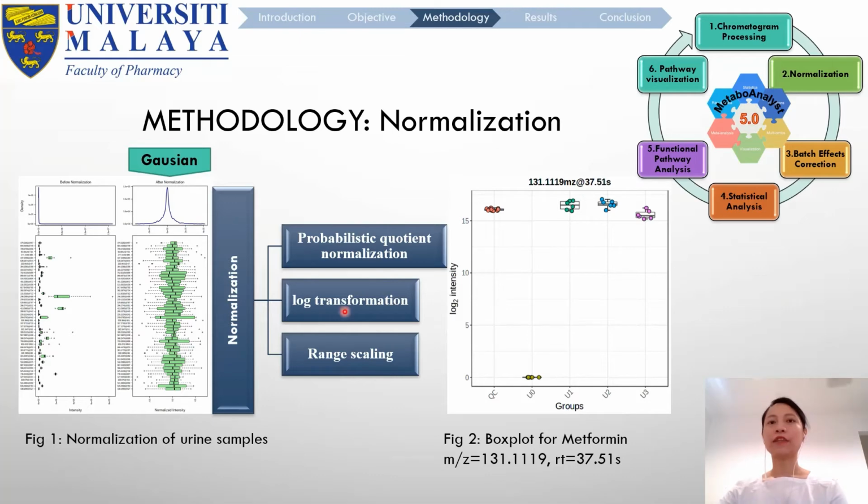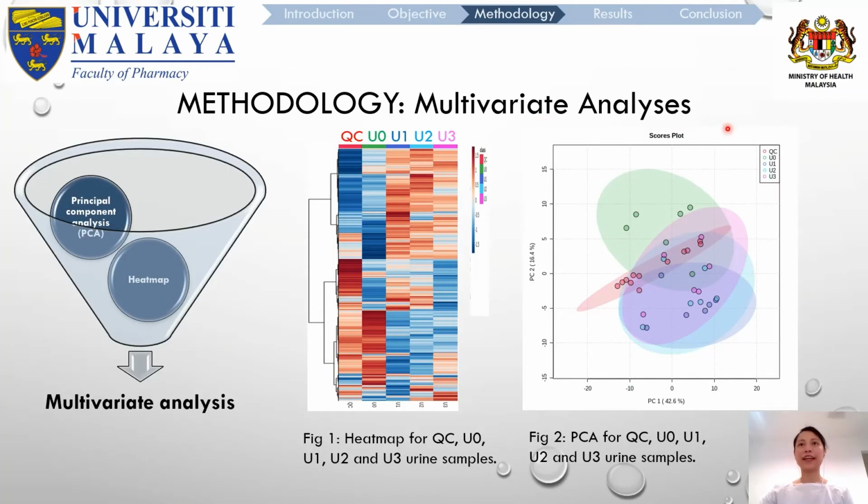We specifically extract the box plot for metformin, and we found that the U0 sample does not contain metformin, but metformin is available in U1, U2, U3, and QC samples. Next is multivariate analysis. We are using principal component analysis (PCA) and heat map.